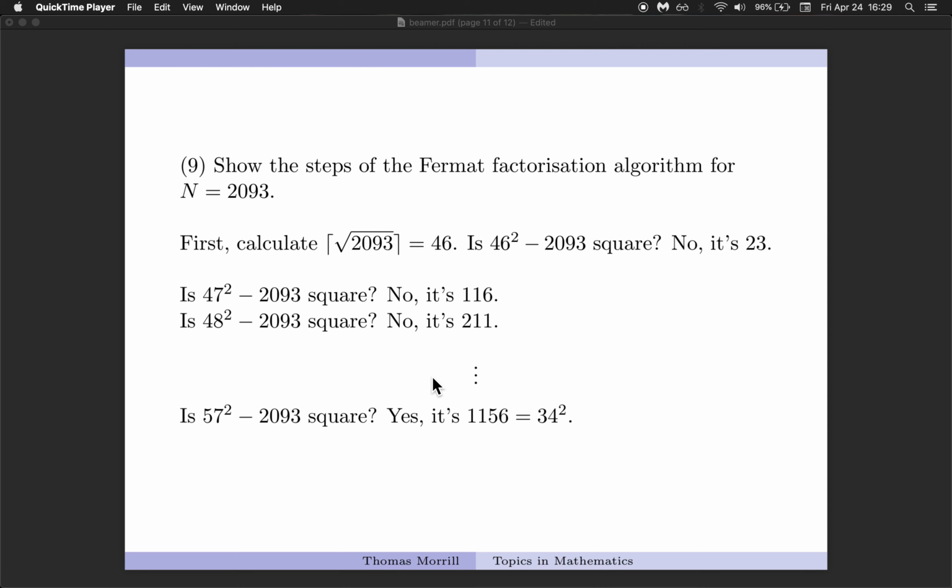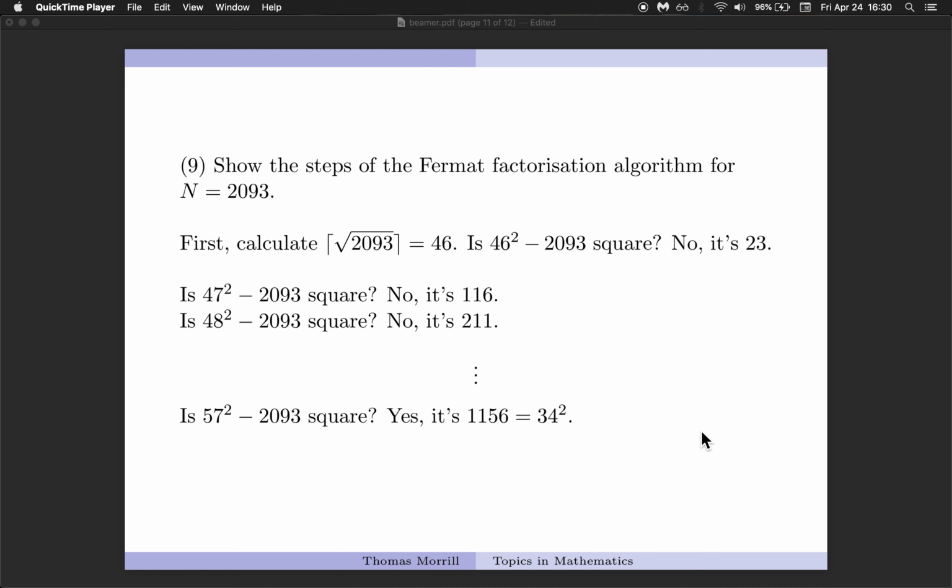Okay, final problem. Number 9. Show the steps of the Fermat factorization algorithm for n equals 2093. So the Fermat factorization algorithm is a method for finding factors of a number. It will always work eventually, but it works better for composite numbers whose factors are close together, i.e. close to the square root of n.